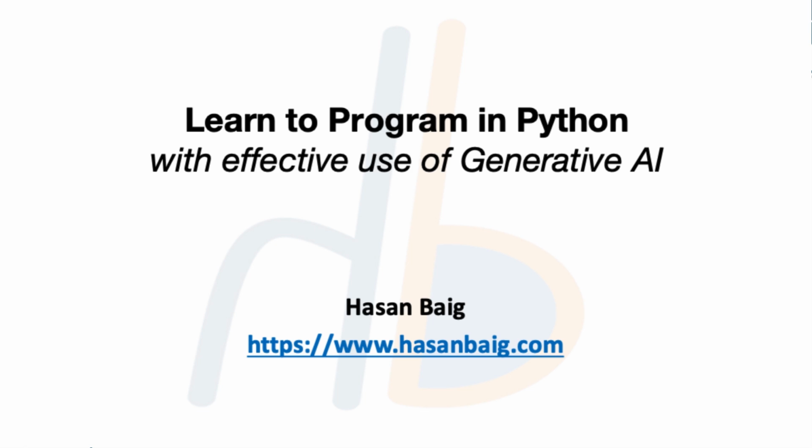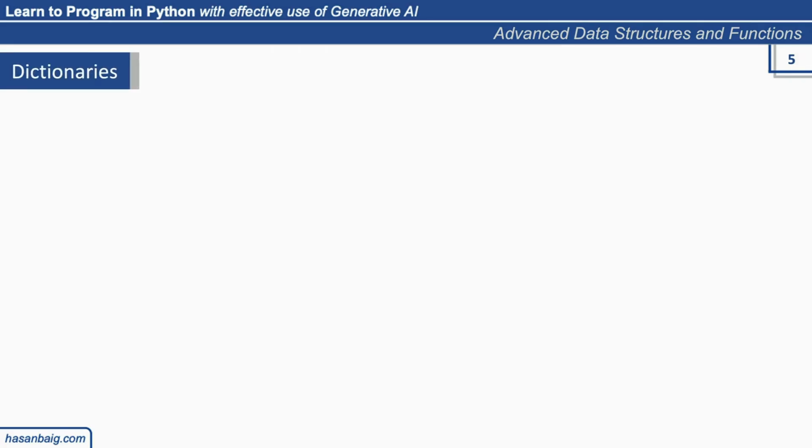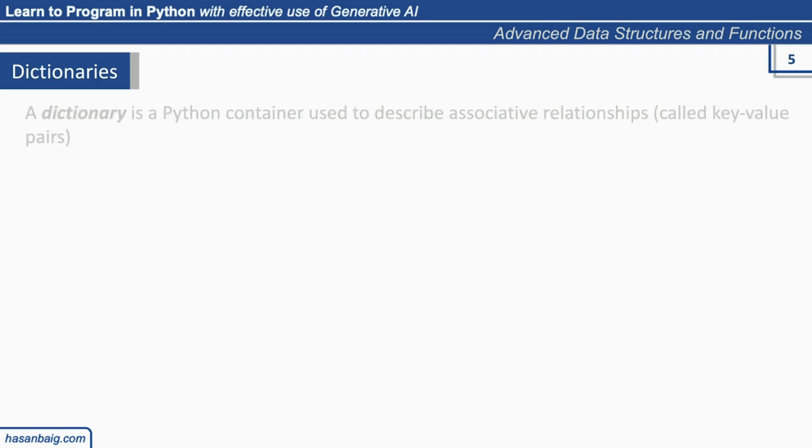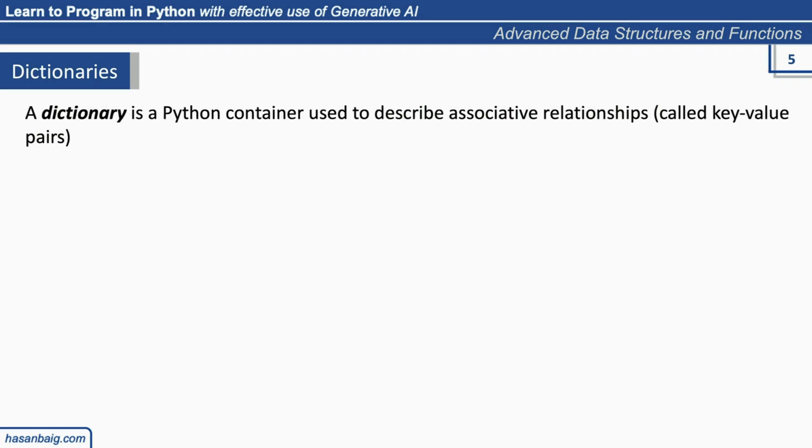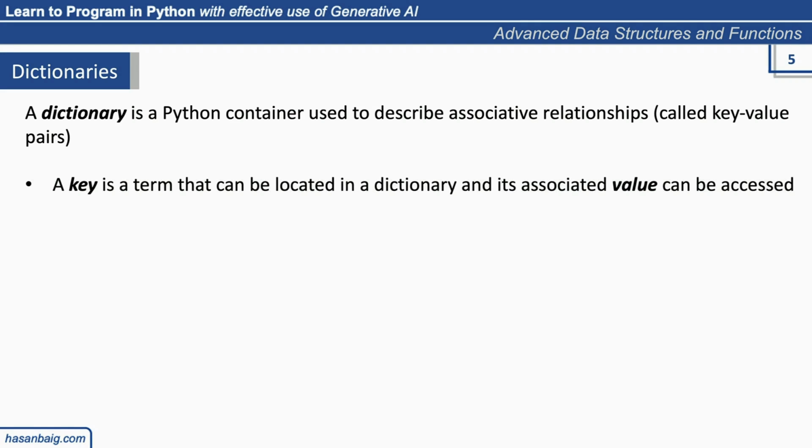So the next data structure and the final data structure in this course is dictionaries. We are only talking about the built-in data structures. A dictionary is a Python container used to describe associative relationships. Just like in a normal dictionary, if you need to look up the meaning or definition of a certain word, you look up the word and the definition appears in front of you. Agreed? Similarly, in a dictionary, we look for a key, which is a term that can be located in the dictionary, and its associated value can be accessed.